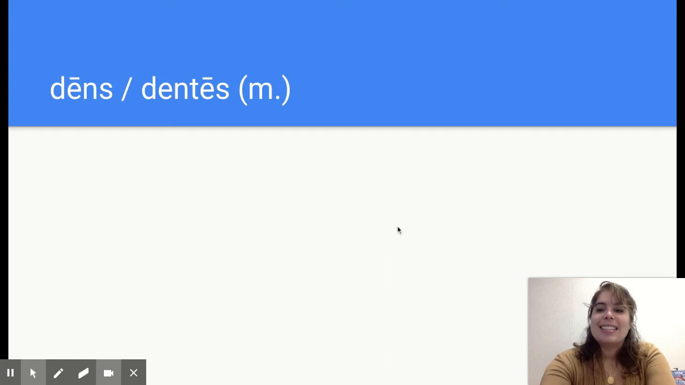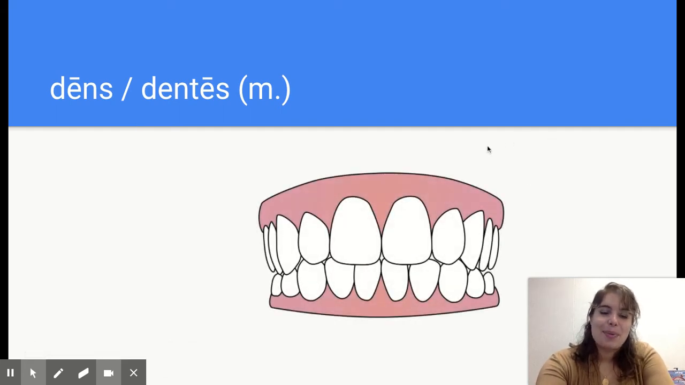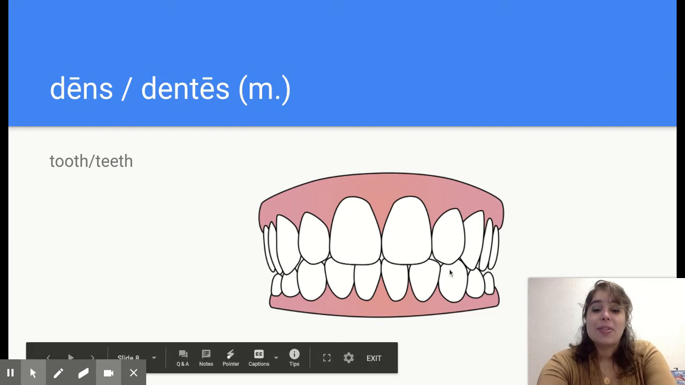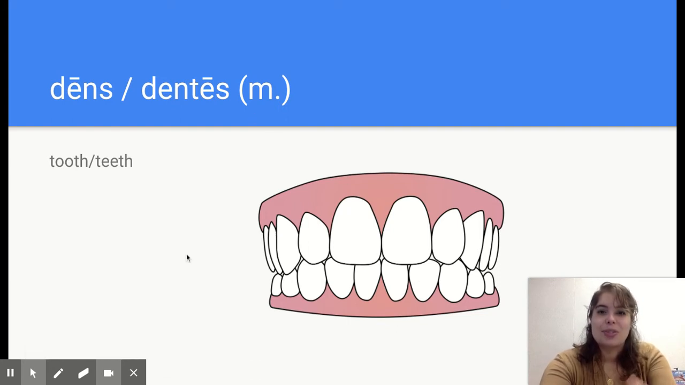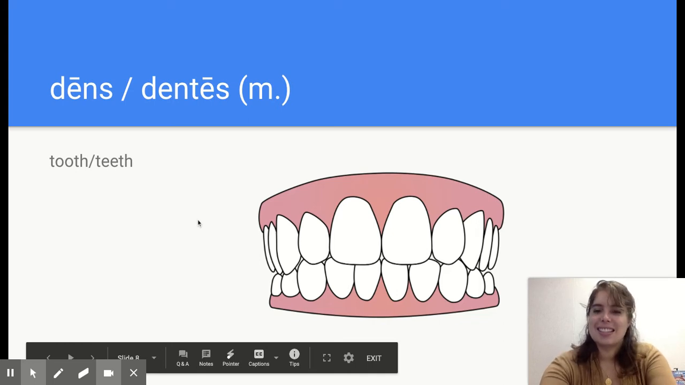Next, we have dens or dentes. Dens is the singular, dentes is plural. This is a masculine noun. This is our word for teeth. So dens would be tooth, one tooth. Dentes is going to be teeth, plural. And this is related to dentist or dental, right? Someone who works on your teeth is the dentist.